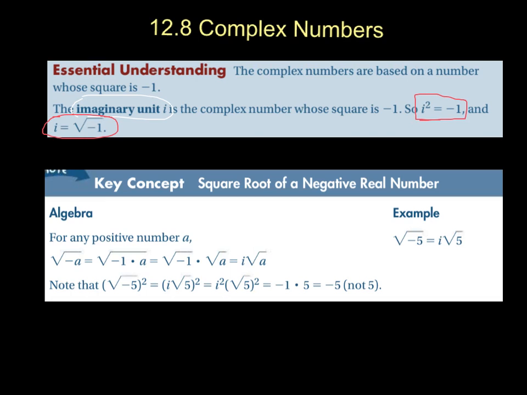So what this does is this will allow us to deal with those situations where we get a negative underneath the radical. So if we look at this square root of a negative number example down here, if I have something like the square root of -5, notice that I could write that as the square root of -1 times the square root of 5, and the square root of -1 is i, so it becomes i times the square root of 5. So we're going to use that concept to simplify these radicals that have negatives.